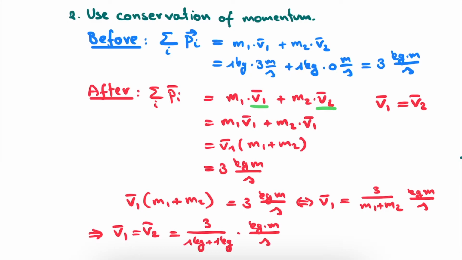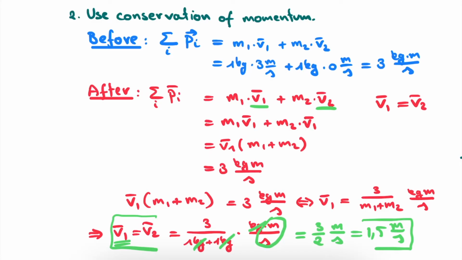second. And of course, we see that these kilogram units cancel out, and we are left with meters per second, which is exactly what we need for a velocity. And this comes out to be 3 divided by 2 meters per second, or simply 1.5 meter per second. And this is our final result for both v1 and v2. So after the collision, both objects move at the same velocity, which is half the velocity of the initial object.